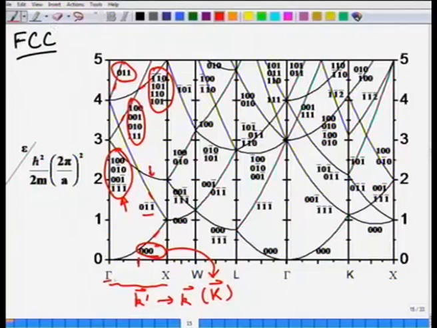That's a separate issue which we won't be addressing in this class. The way these band diagrams are shown is by going from one major point in the 3D Brillouin zone to another major point, to another major point, major points of symmetry on this Brillouin zone. For example, as we go from gamma point to X point to W point to L point, L back to gamma point, and from gamma point to K point and K point to X point, this is how this whole band diagram has been constructed.